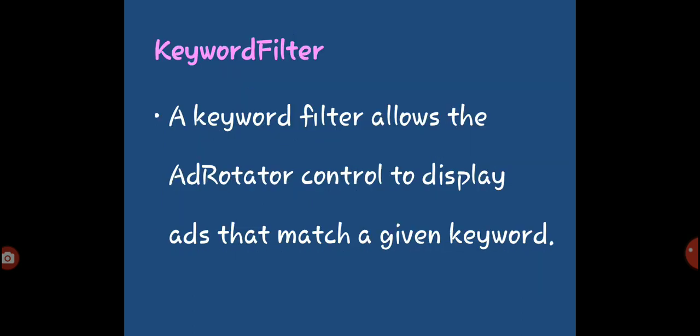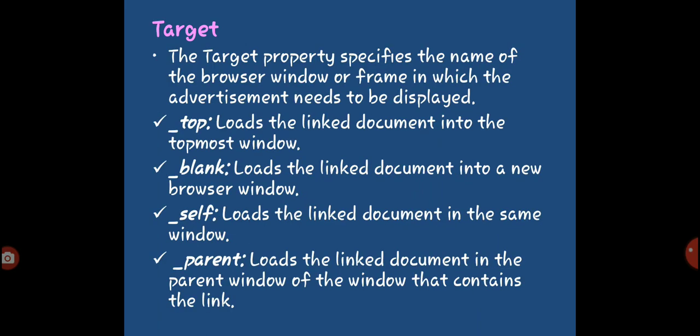The next one is keyword filter. Keyword filter is the word used to refer to a particular advertisement. This keyword filter allows the control to display the ads that match the given keyword. For baby products, we can give the keyword as baby.